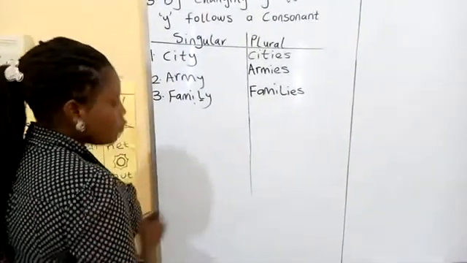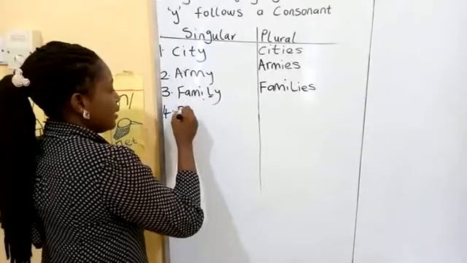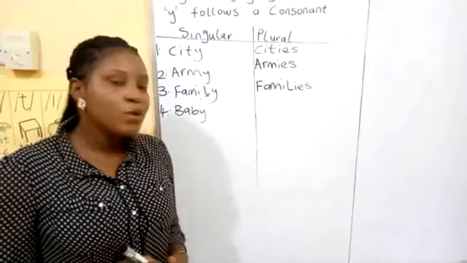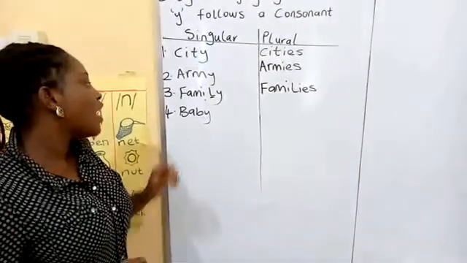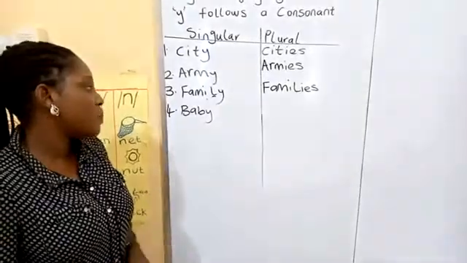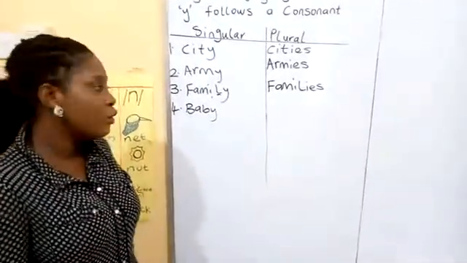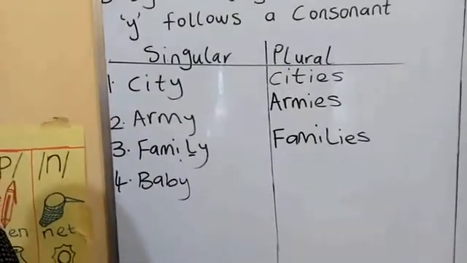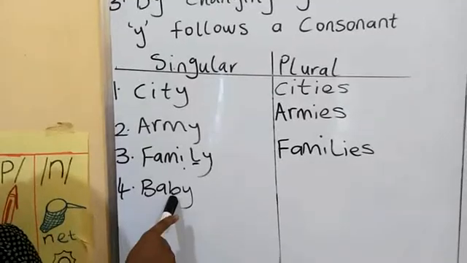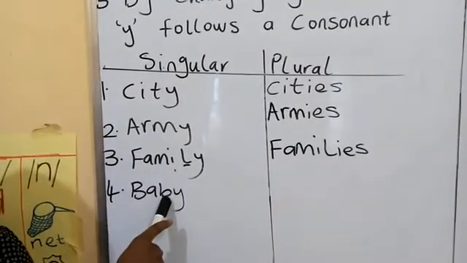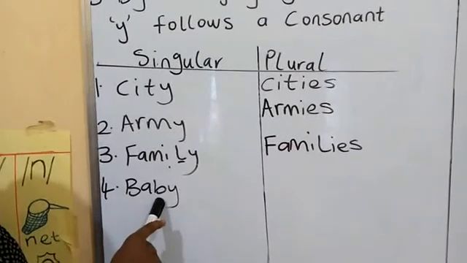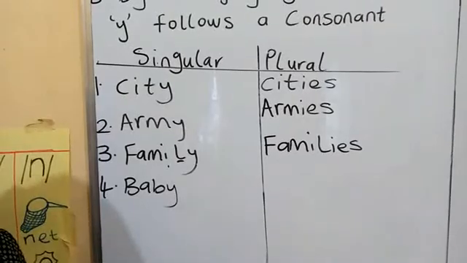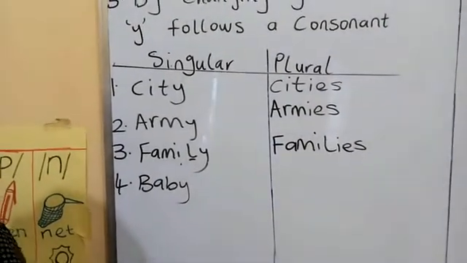Okay. We see words like baby. We were once a baby. Now how do we form the plural for baby? Look at it closely. Have you seen the Y? The Y follows a consonant. And this is what? B. B is a consonant. So we are going to change the Y to IES to form the plural for baby.